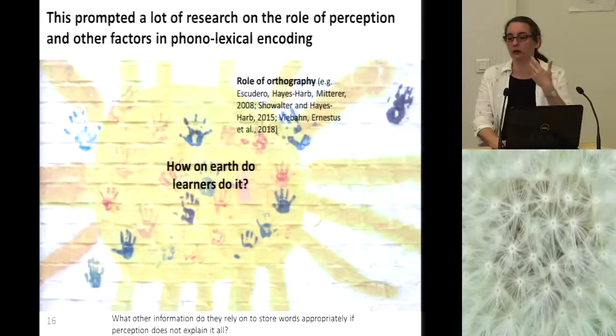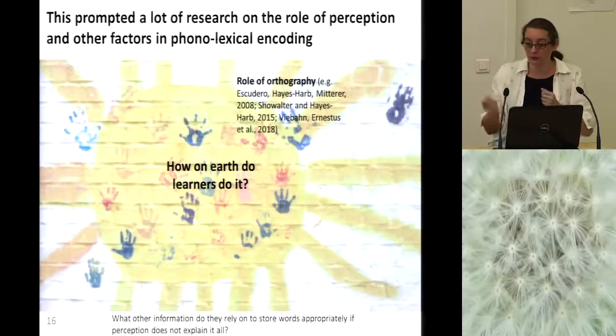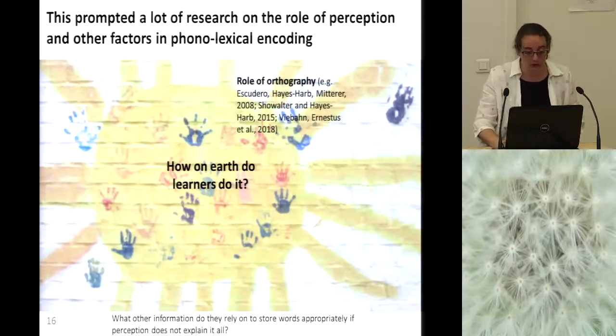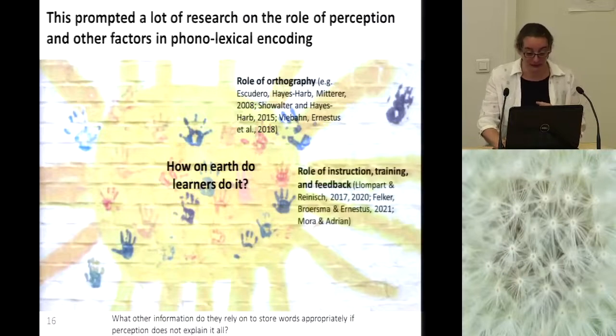Immediately, Weber and Cutler, also Weber, Cutler, and Otake, proposed that possibly learners use different types of information when they're learning, such as orthography. So a lot of research is being done in this area. It's very interesting, and it's not as clear. To be honest, the role of orthography is not very well understood yet. So there's more research to be done here.